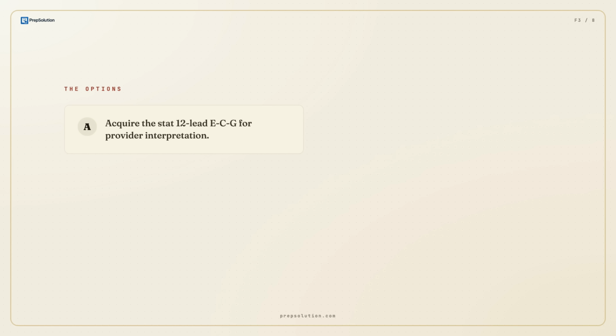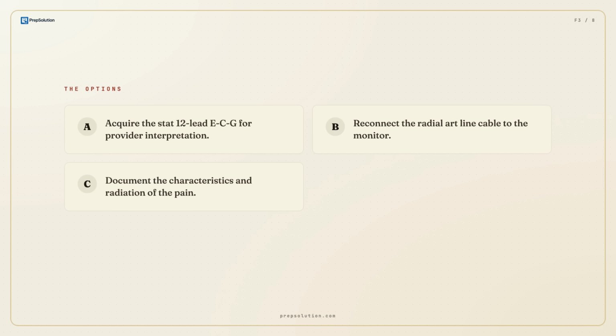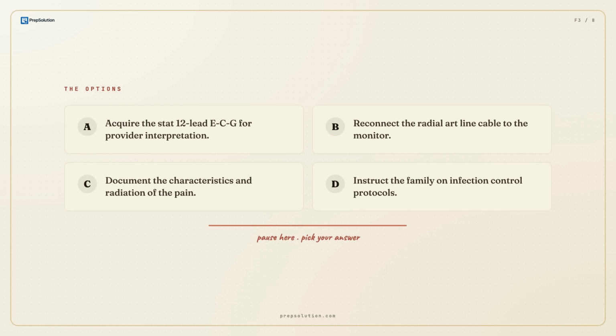Your 4 options. Option A, acquire the stat 12 lead ECG for provider interpretation. Option B, reconnect the radial art line cable to the monitor. Option C, document the characteristics and radiation of the pain. Option D, instruct the family on infection control protocols. Pause here. Pick your answer.